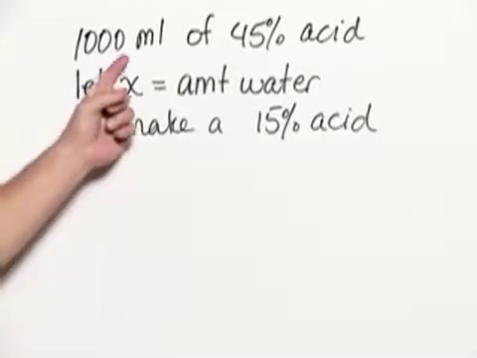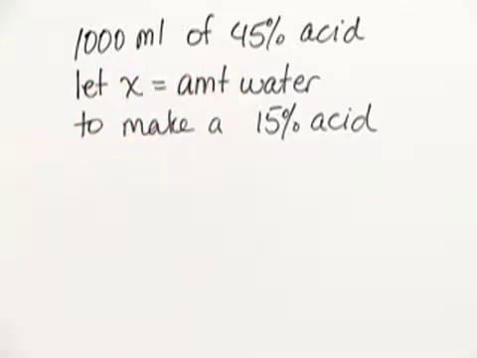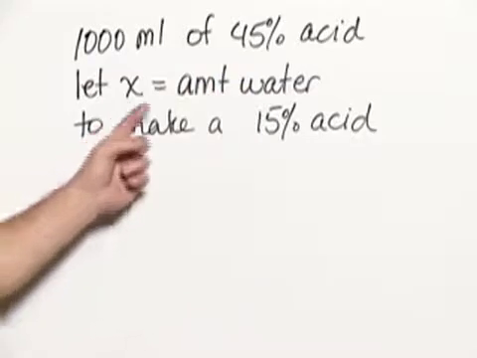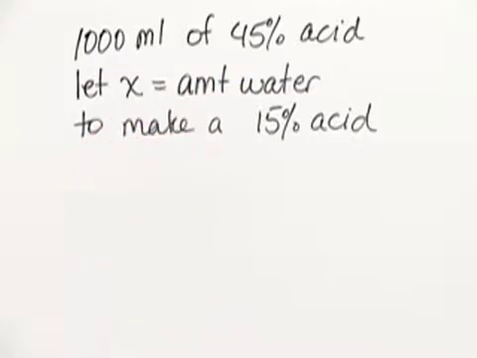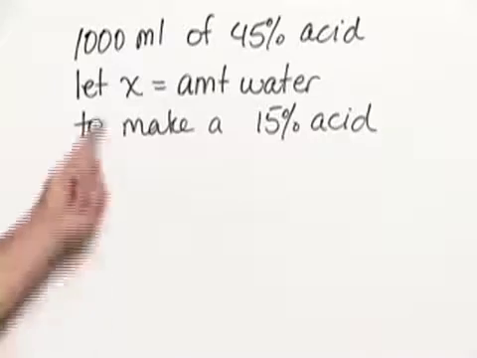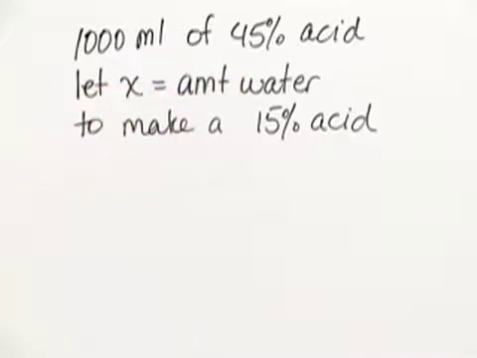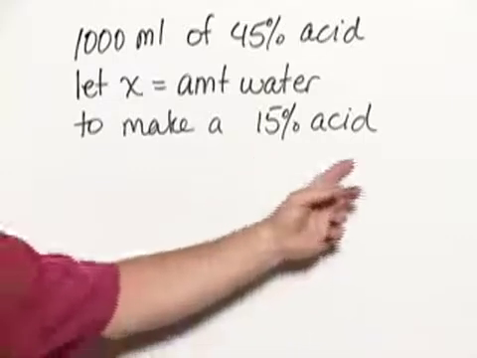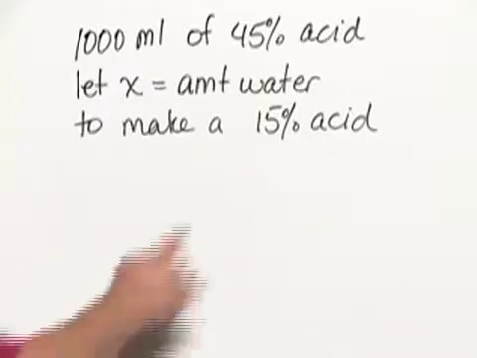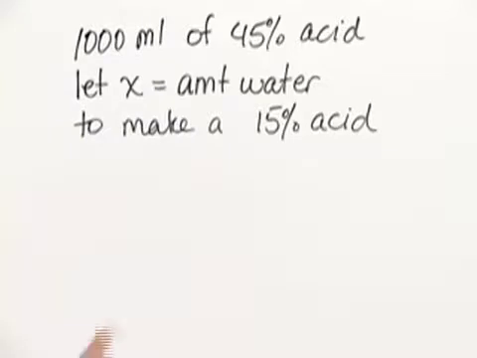We have 1,000 milliliters of a 45% acid solution. We're going to let X equal the amount of water needed to dilute it to make a 15% acid solution. The concept that we're going to use here to create our equation is that the amount of acid that we have to start with has to equal the amount of acid that we end with. Not the percentages are the same, but the actual amount of acid.